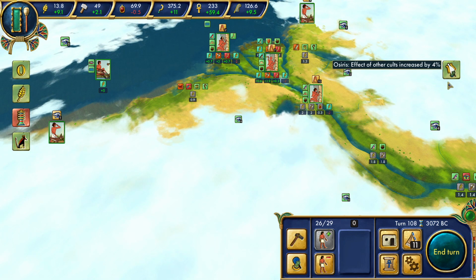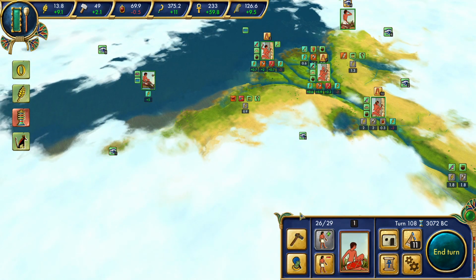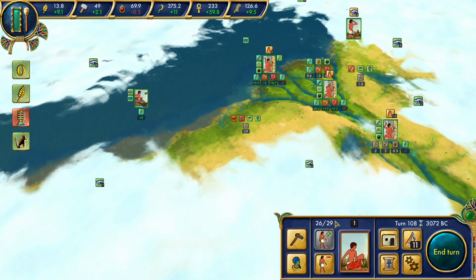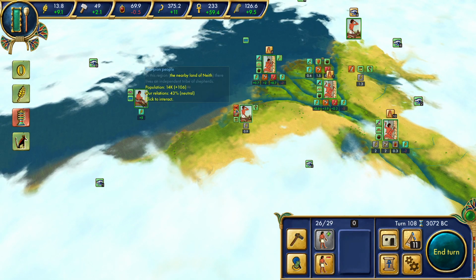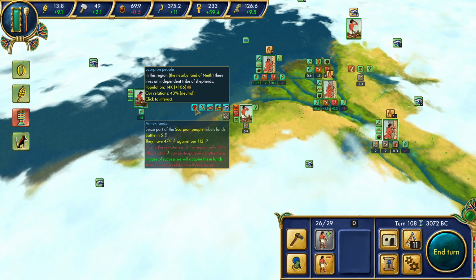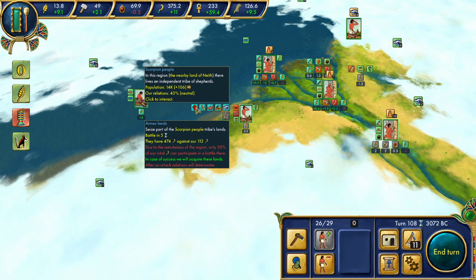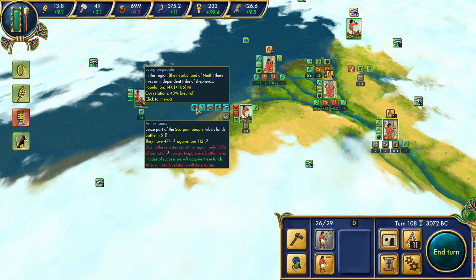The other thing is the military is gradually becoming less valuable to us. For example, if we were to try to attack here, the Scorpion people, there's a limit on how much we can take. I don't know if I mentioned this before, but you see the 30% of our total can participate in the battle. You can see if we tried to attack here, they would simply crush us.